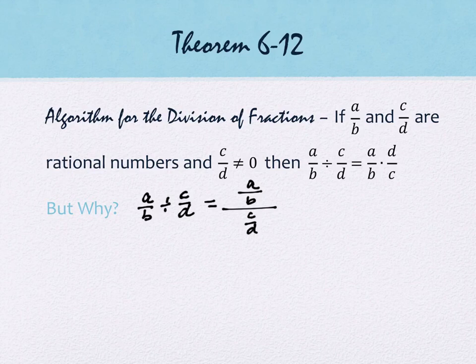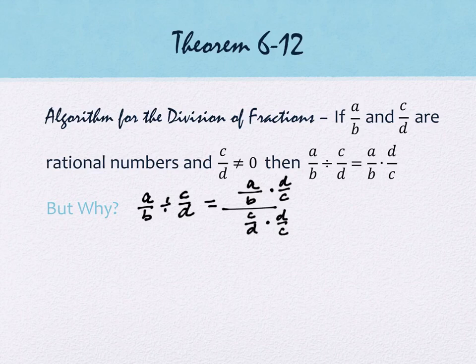Again, there's more than one way to do it, but the way that makes the most sense for justifying what's happening here is that the way I can get rid of the c over d in the denominator is by multiplying it by its reciprocal, its multiplicative inverse. Well, that would be d over c. But of course, if I multiply the big fraction's denominator by d over c, I have to multiply the big fraction's numerator by d over c as well.